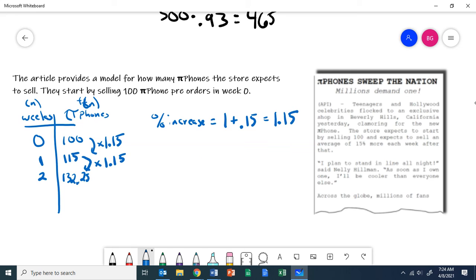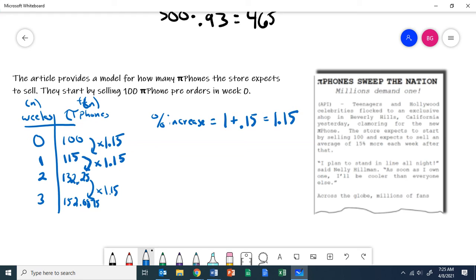To get week 3, I want you to go ahead and find week 3 now for this problem. All right, so you should have done the same thing. You're multiplying by 1.15. So we're going to do 132.25 times 1.15, and we get 152.0875. Now, I'm just going to leave the decimal here for this case, but eventually we'll round this accordingly.